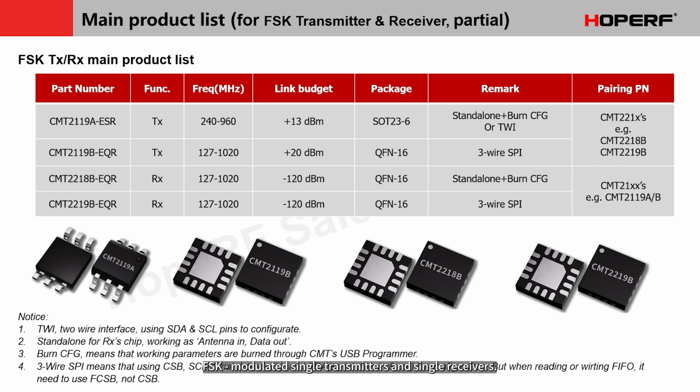FSK modulated single transmitters and single receivers. We mainly recommend the following 4 models. One is the CMT2119A ESR single transmitter, which is one of our classic products. It belongs to the low-power transmission version. The maximum transmit power supports plus 13 dBm. It is also our best-selling single transmit model.